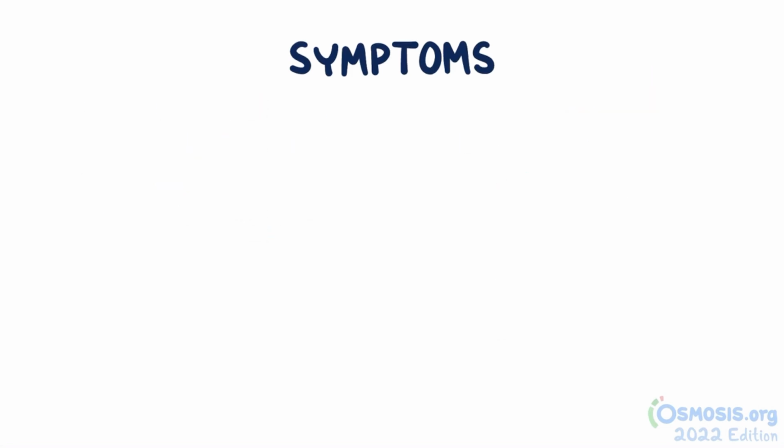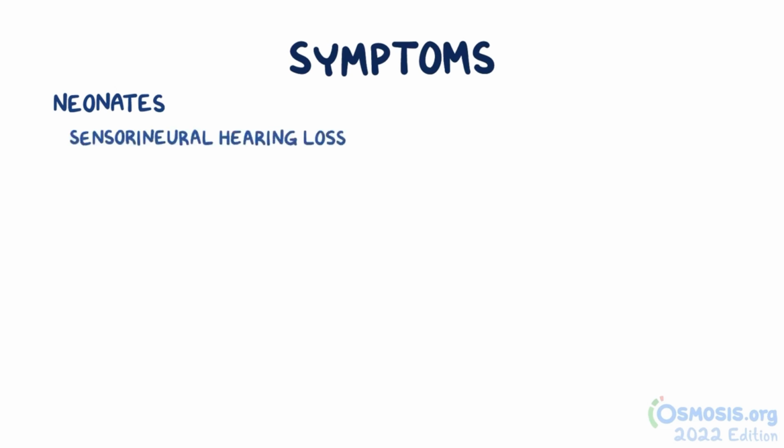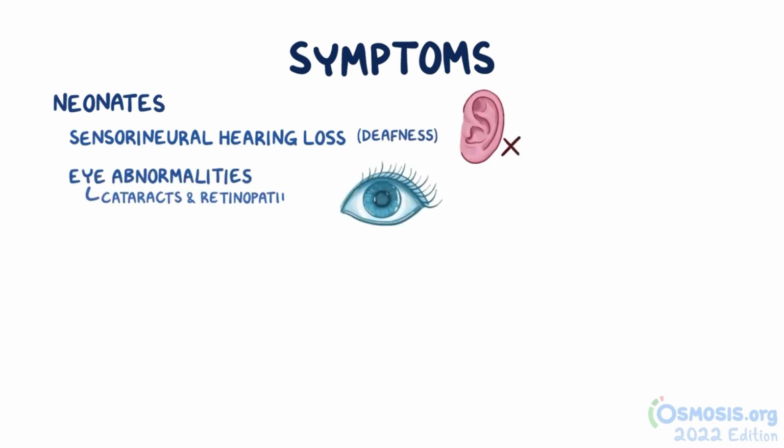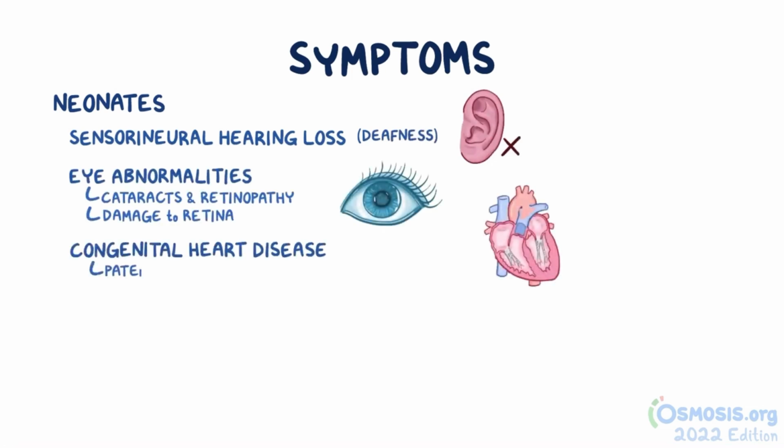Rubella in pregnancy increases the risk of miscarriage, fetal death, and stillbirth. Neonates born with congenital rubella syndrome commonly have a triad of symptoms: sensorineural hearing loss, or deafness, eye abnormalities like cataracts and retinopathy, or damage to the retina, and congenital heart disease like patent ductus arteriosus, which is when the blood vessel that connects the pulmonary artery to the aorta during fetal development fails to close after birth.